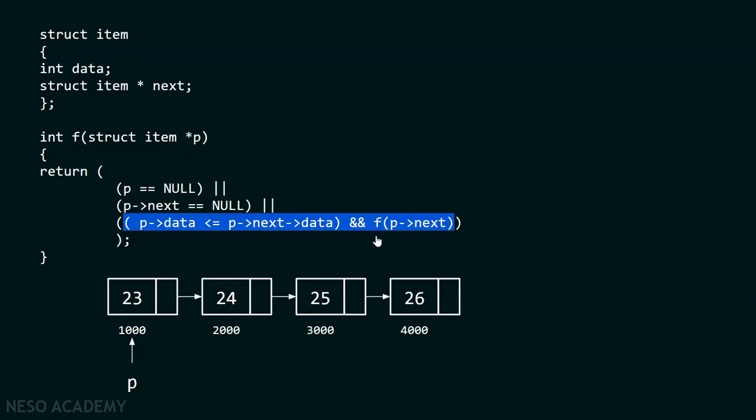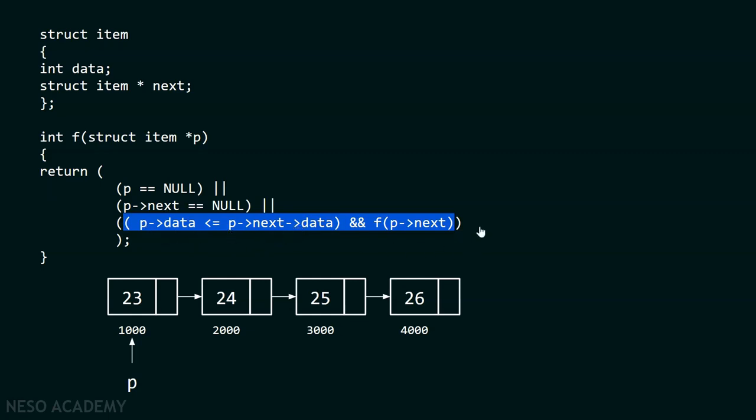Because recursive procedure is involved here. Here we are calling this function f inside this function f. This is a recursive procedure, right? Is P data less than or equal to P next data? Let's just identify. We know that 23 is less than 24, right? That means P data is less than P next data. So it is clear that we can replace this line of code by true. This condition is satisfied, right?